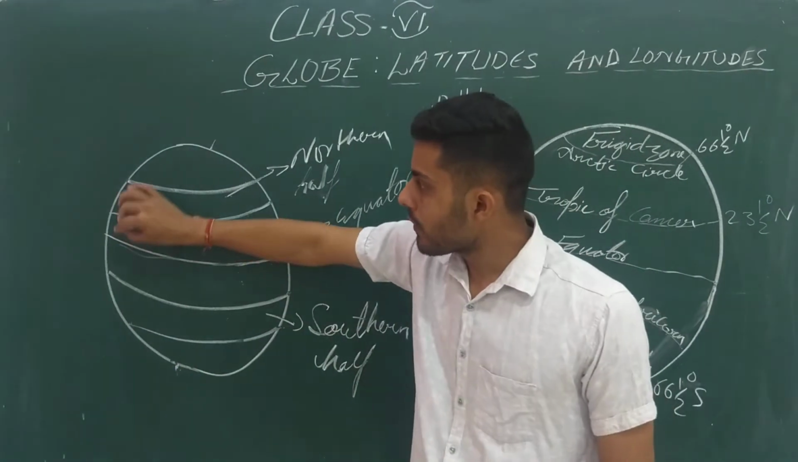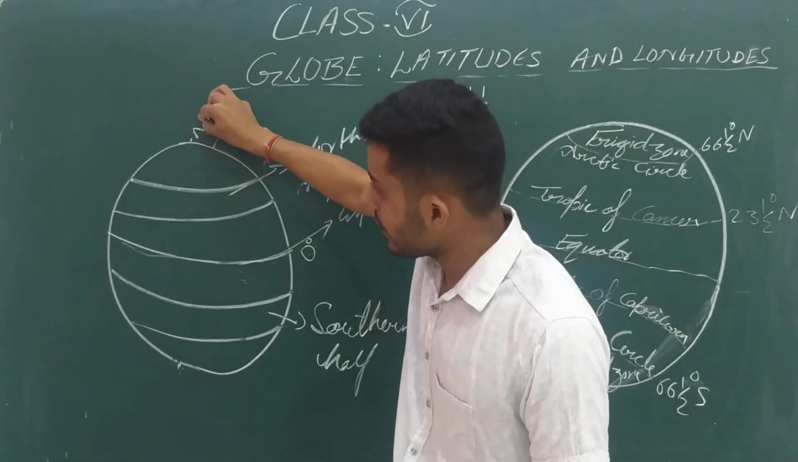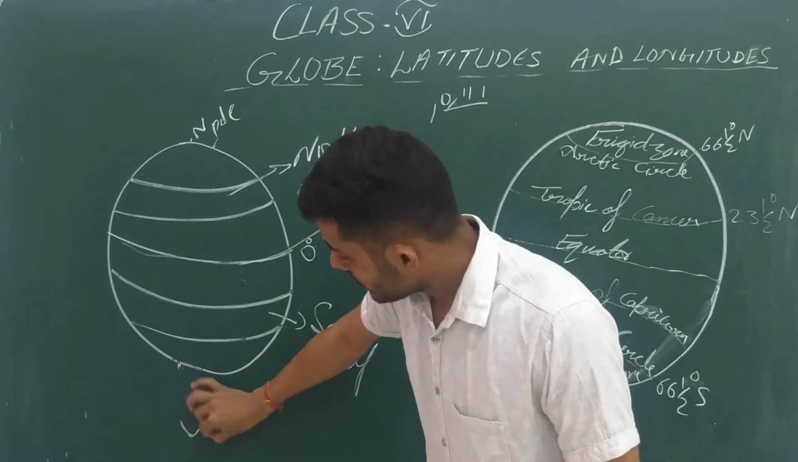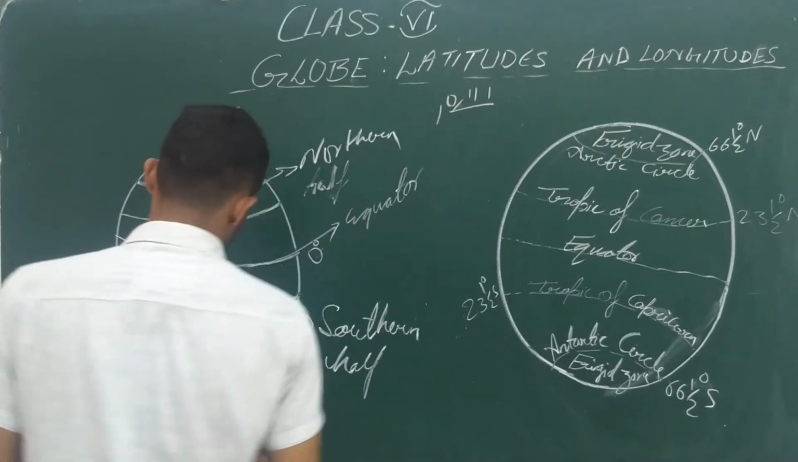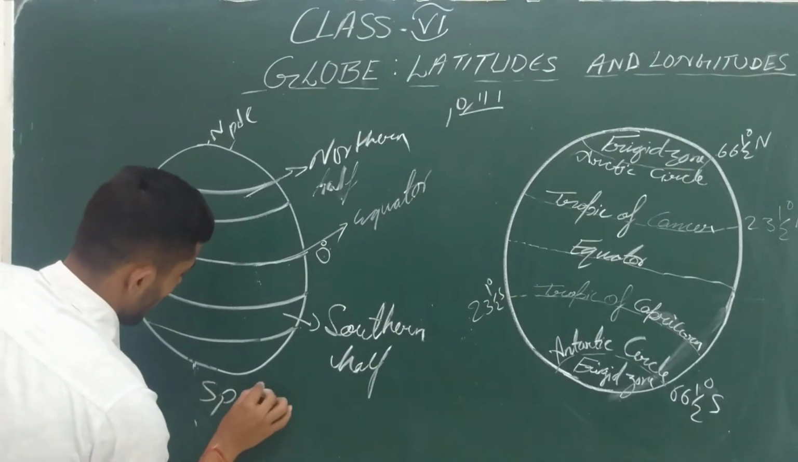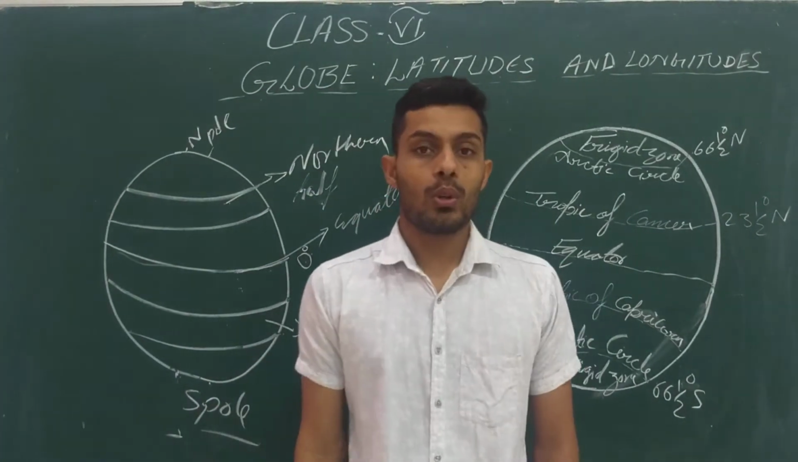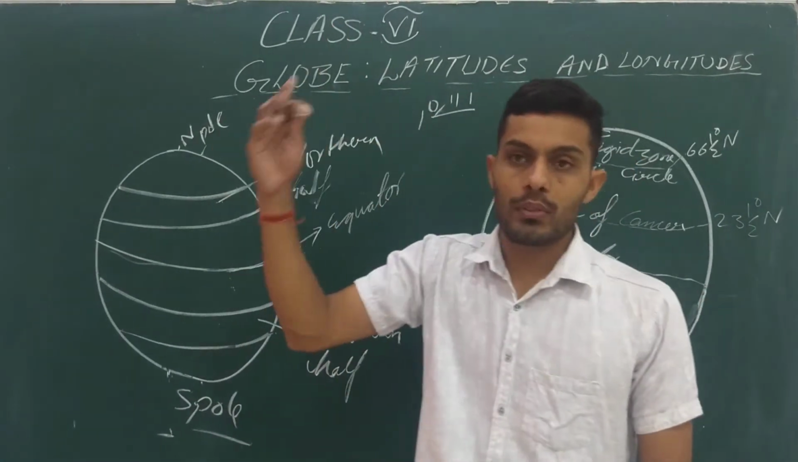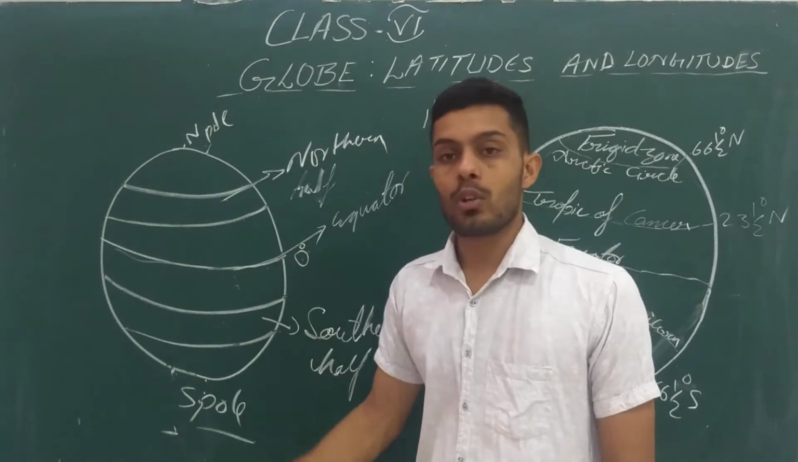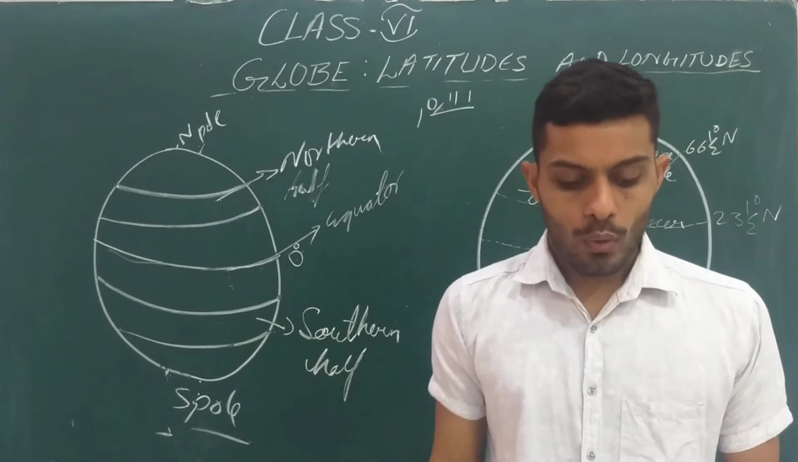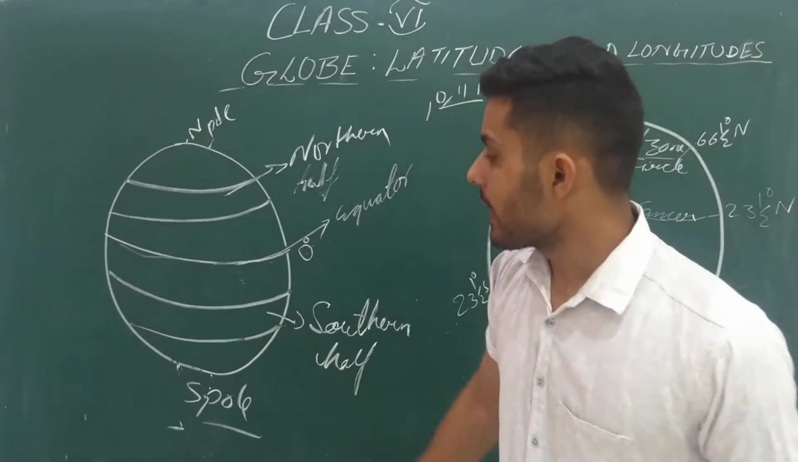So when we are moving from this pole, this is the north pole, and this is our south pole. We all know that there are two poles for our earth. On the top it is the north pole, and on the bottom of our earth it is the south pole. So we are having these poles.